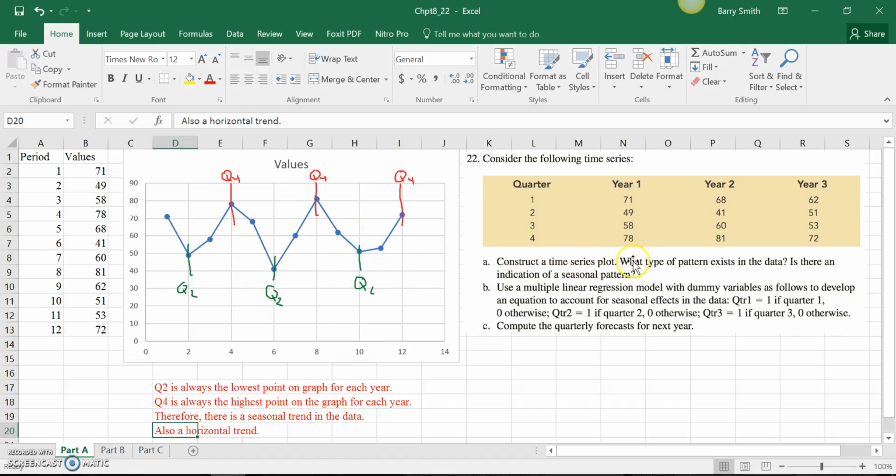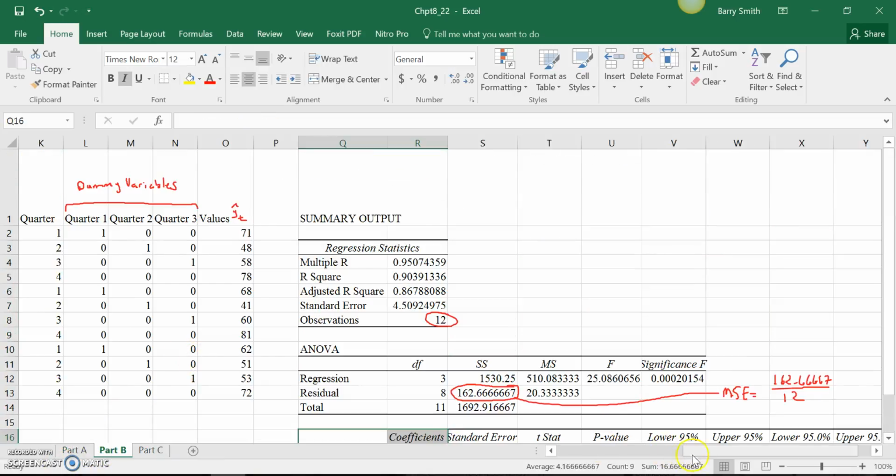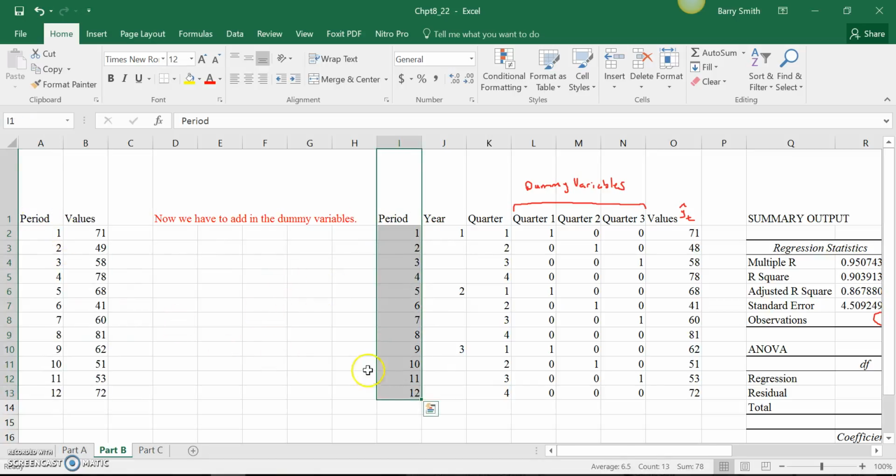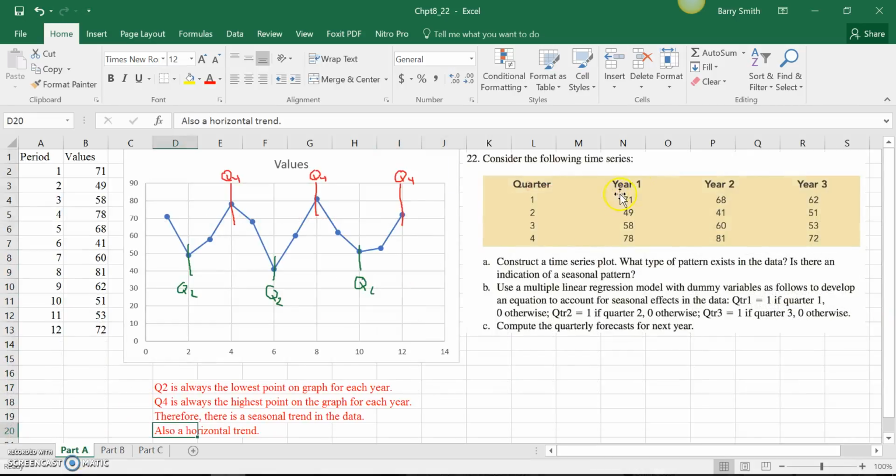All right, so the next thing it says is to use the multiple regression model with dummy variables to come up with the equation. So what I've done is brought over my period and values, and what we have to do then is add the dummy variables. I copied my period in because that's all the 12 steps, and then I converted it back to the years and quarters.